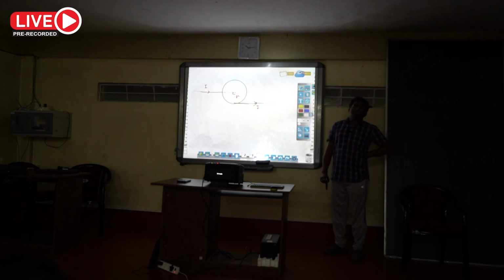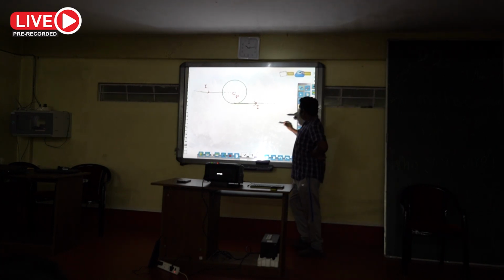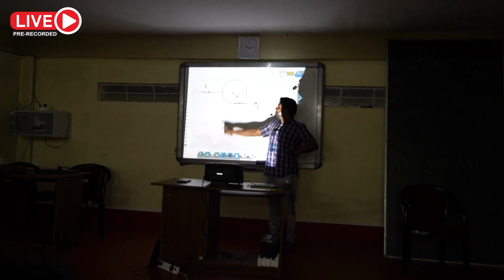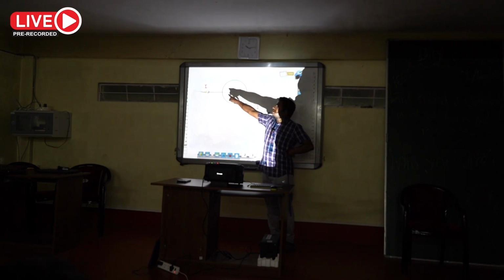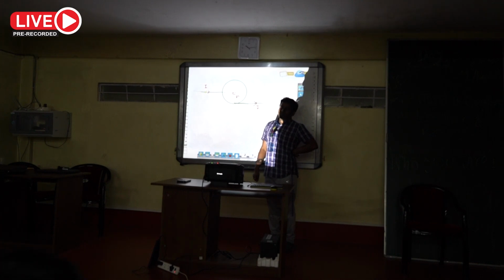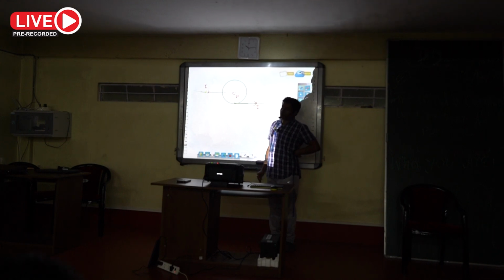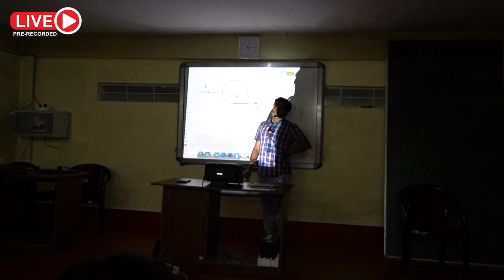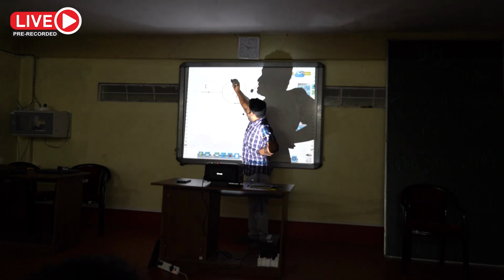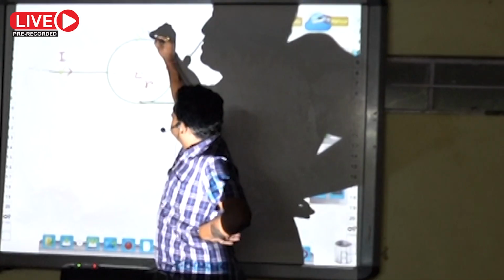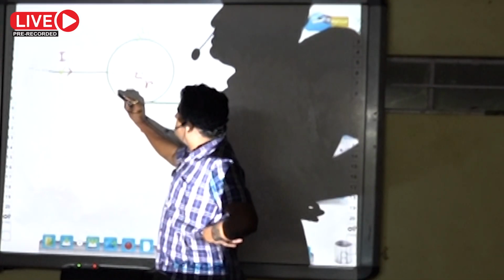See, for the first part of the wire, this portion, there will be no contribution to the magnetic field at this point because this point lies along the length of that wire. So this portion's contribution will be 0. Now consider that after coming to this point, current is divided into two parts because they are a parallel combination, I1 and suppose here is I2.